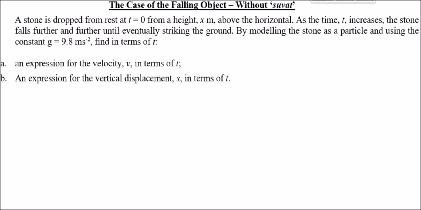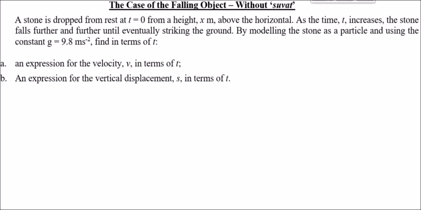So if we think about a stone now, being dropped from rest at t equals 0 from a height, let's just say it's x meters above the horizontal surface. So as the time t increases, the stone falls further and further until it eventually strikes the ground. By modelling the stone as a particle and using the constant g, which is 9.8 meters per second squared, we need to find an expression for velocity v in terms of t.